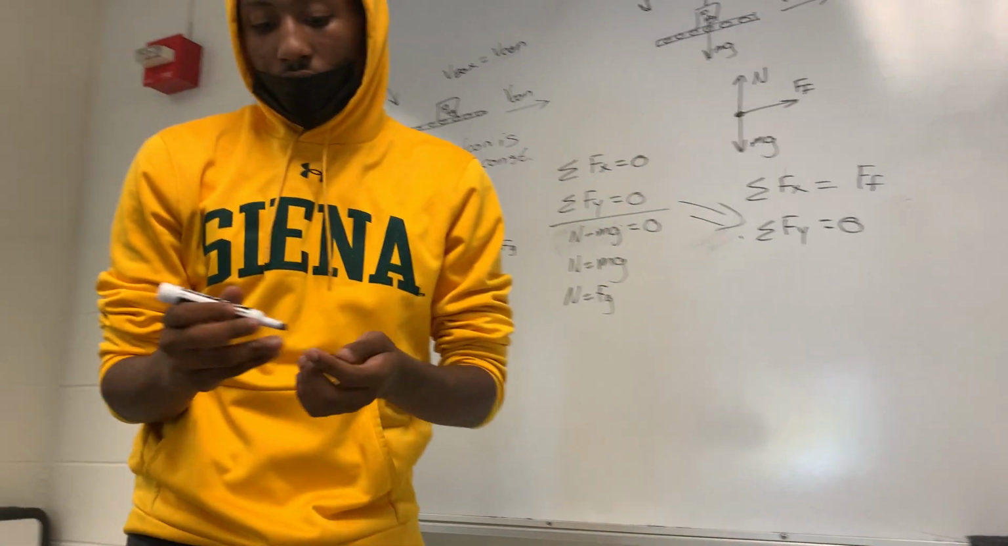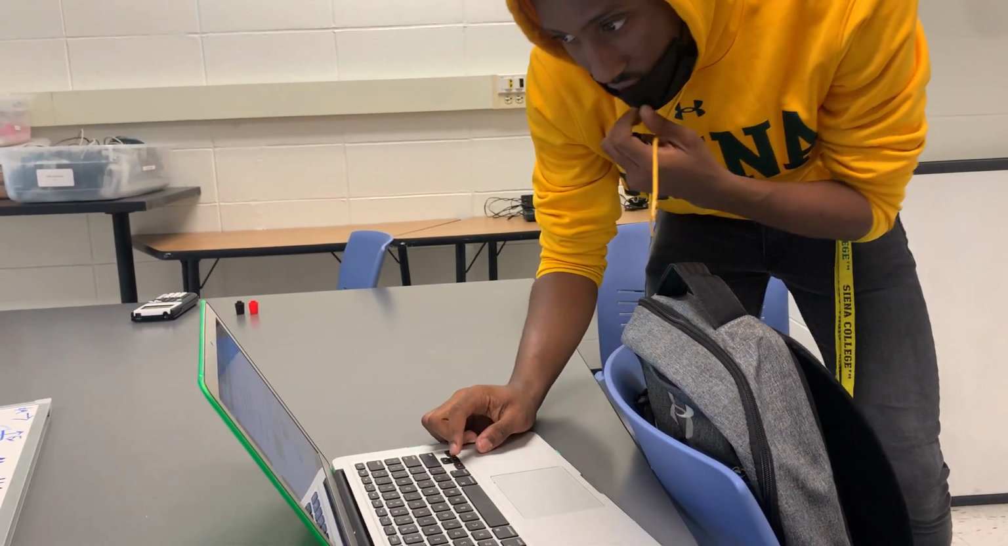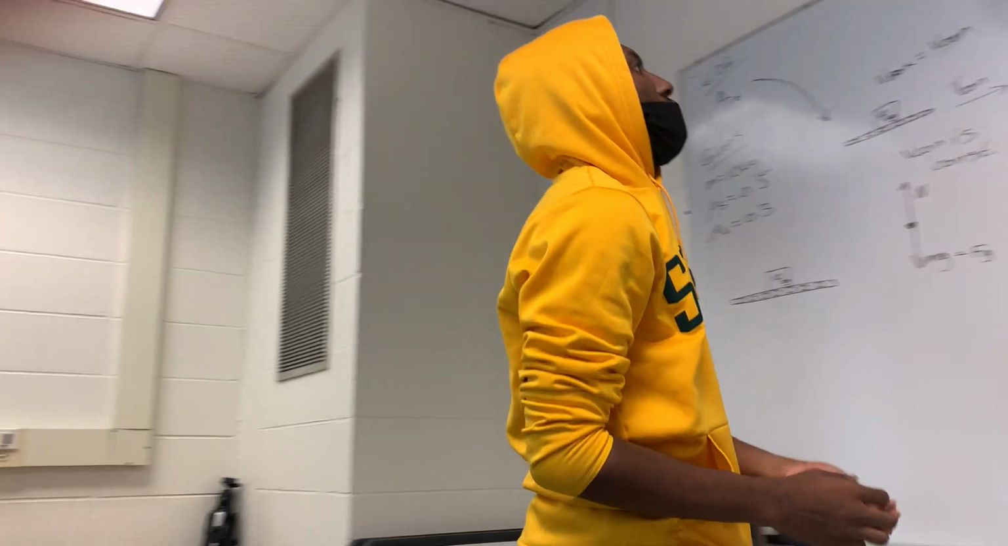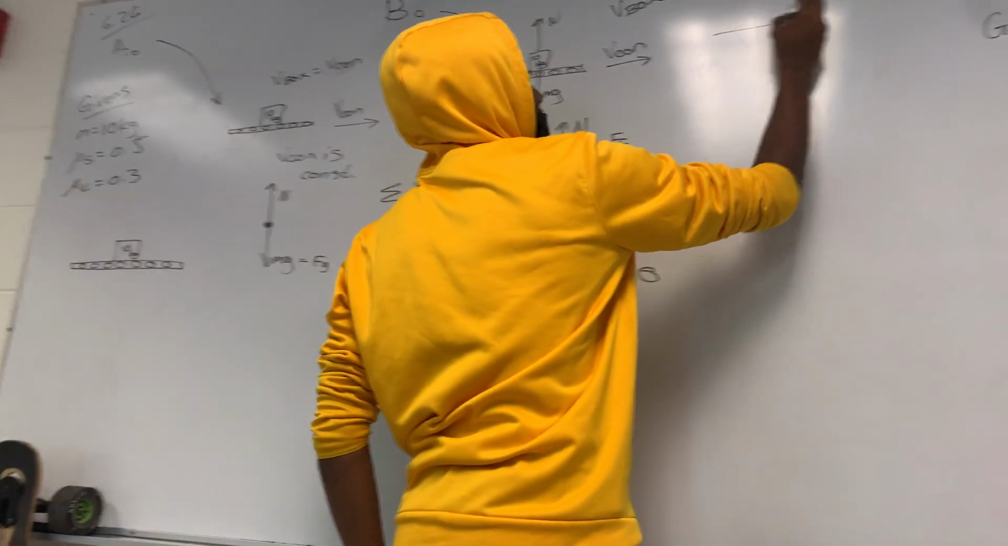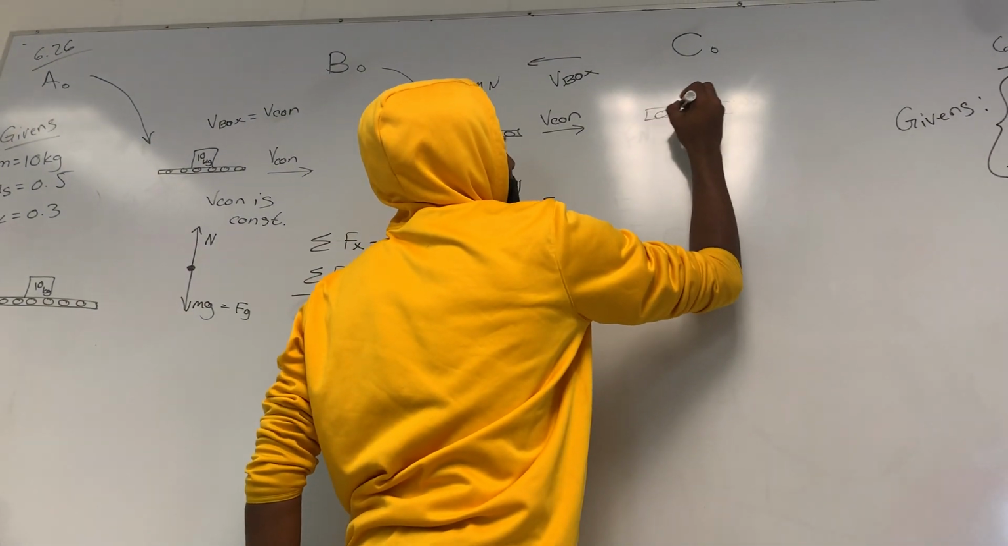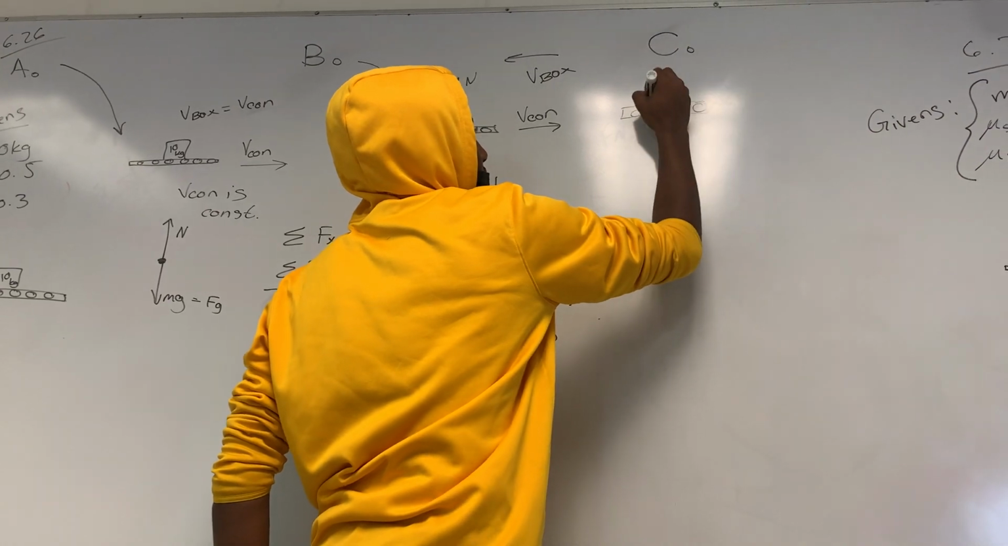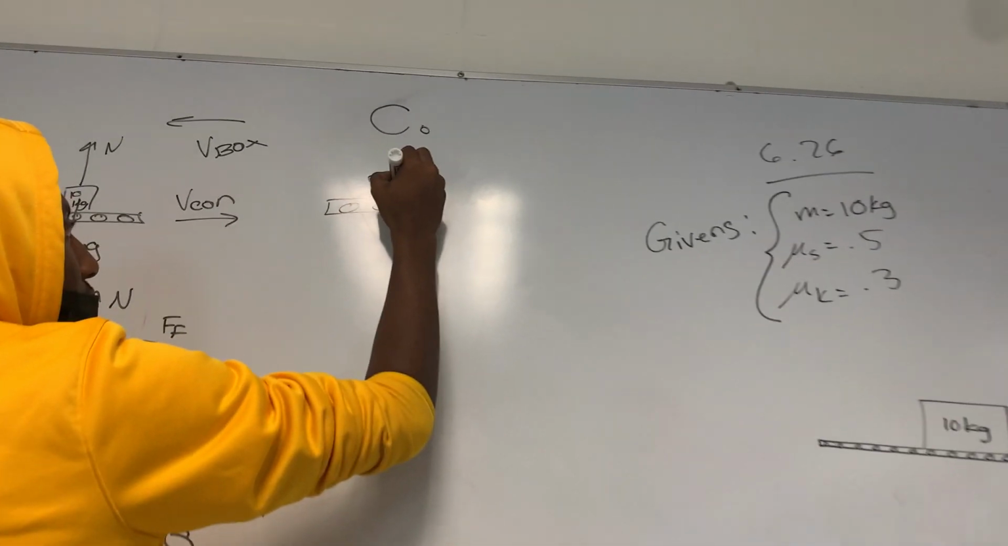Okay, now part C. It says, what is the max acceleration? So you can always draw another picture, like again, a conveyor belt.